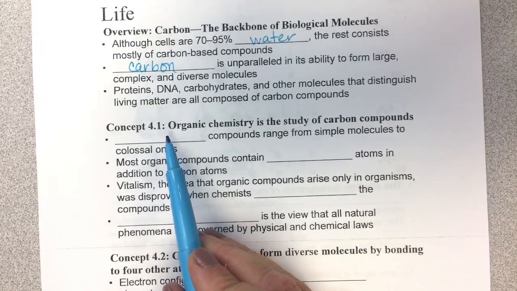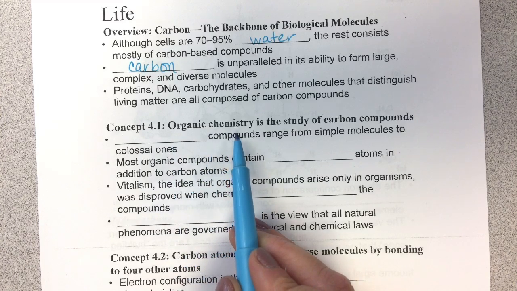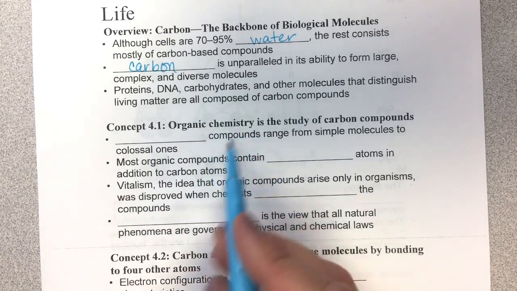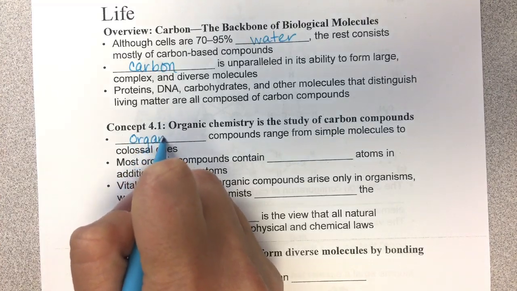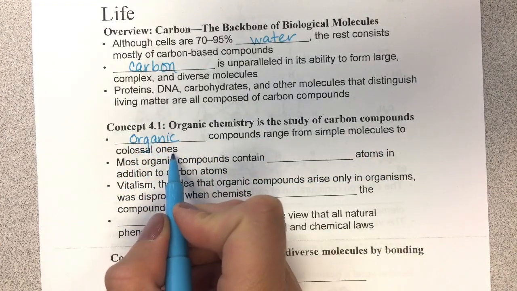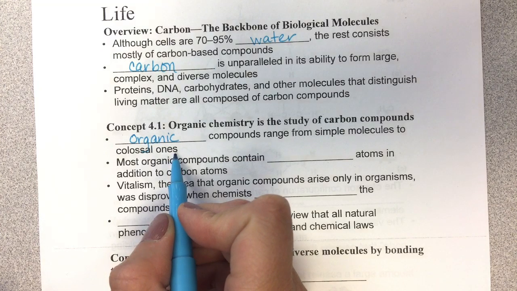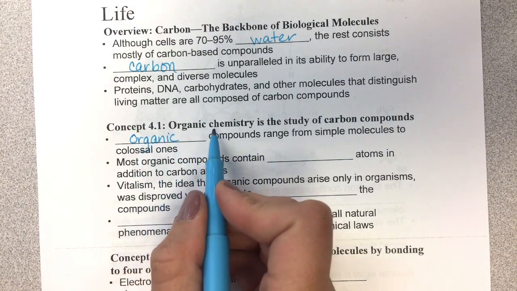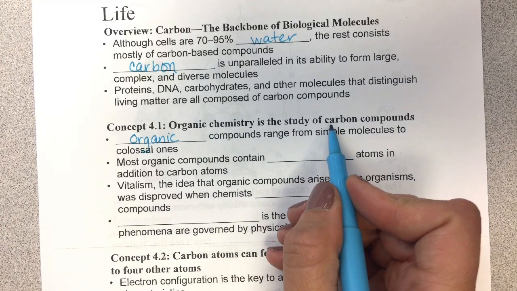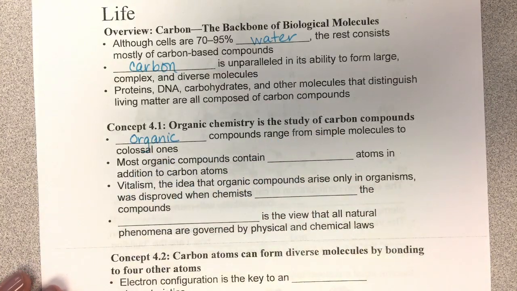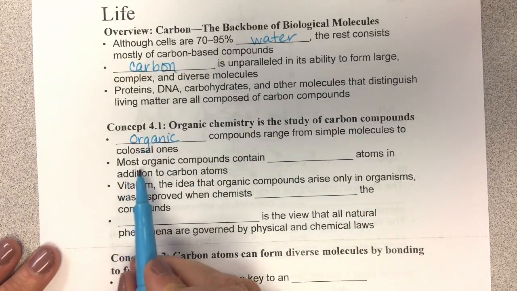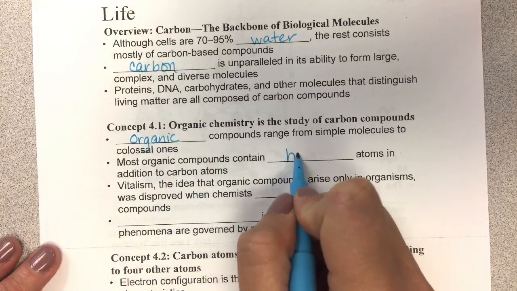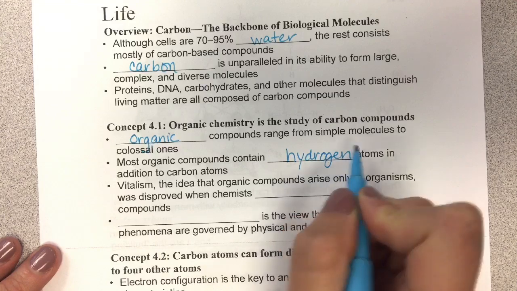The study of chemistry that deals with carbon-based molecules is called organic chemistry. Organic compounds range from simple molecules to colossal, very big ones, so we go from small to big. Organic means that it contains carbon, and so it's different than in layman's terms when people talk about organic food that was grown without fertilizers or pesticides and sprays and things like that. This is unique in chemistry and therefore in biology as well. Most organic compounds contain hydrogen atoms in addition to carbon atoms.